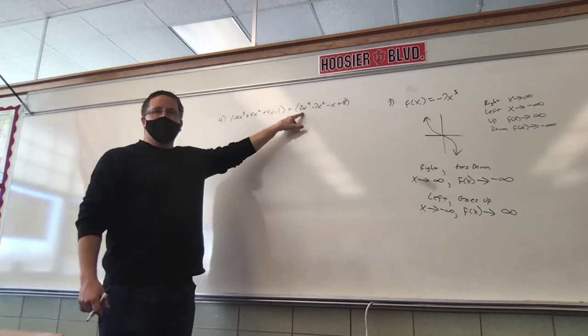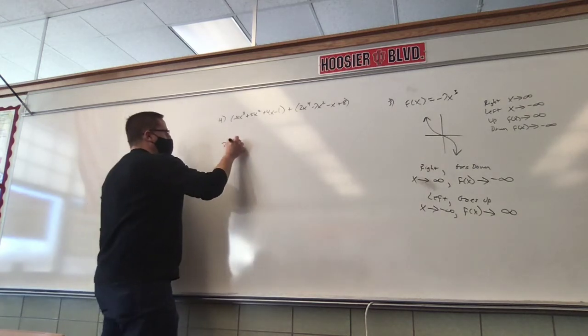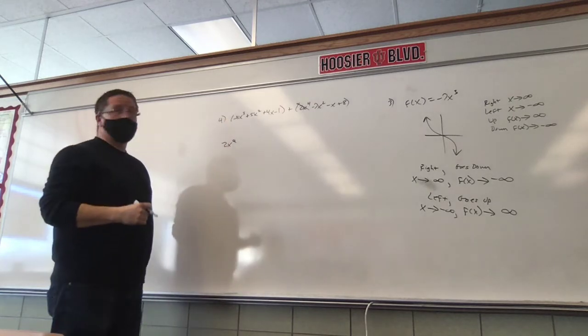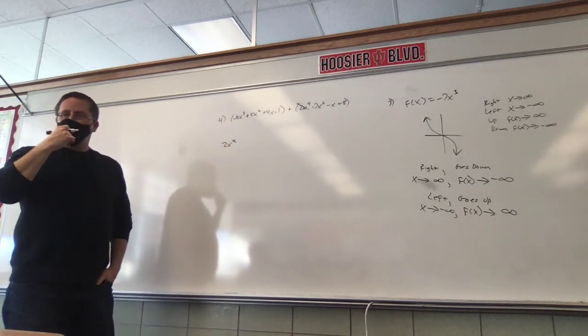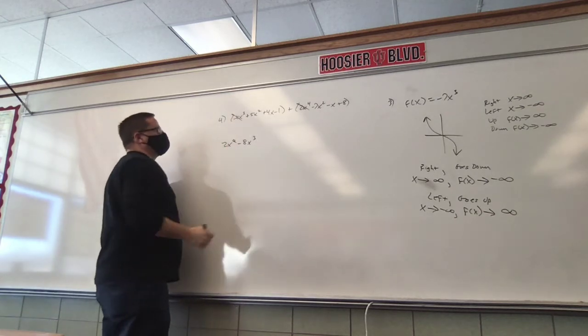2x^4. And what can I combine with that? Nothing. So just put down 2x^4, and I'm going to cross it off. And then, is that the next one we want to look at, negative 8x^3? Yeah. And what did we say we combined with that? Nothing.